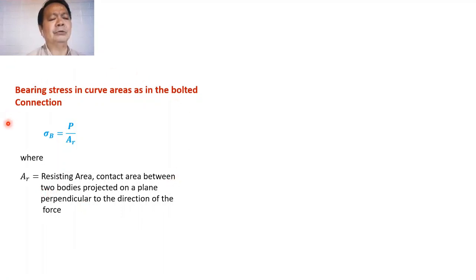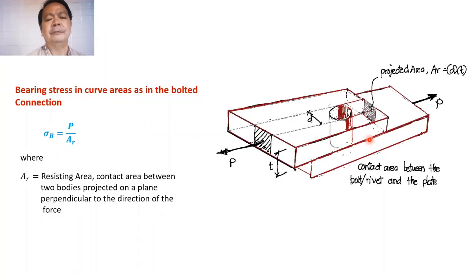To show this scenario, let us try to imagine that we have here an illustration of a simple bolted connection where the plates are connected with a bolt. If the plates will be subjected to an axial load in this direction, the bottom plate is subjected to a force directed to the right, while the upper plate is subjected to a force directed to the left. You will expect that this rivet will be in contact with the plate on this curved area, right? And if we are to compute the bearing stress, the bearing area will be the area of this curved surface projected on a plane.